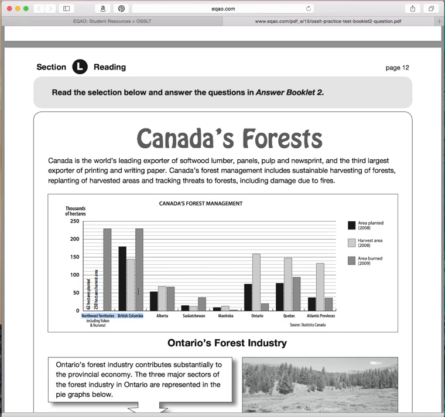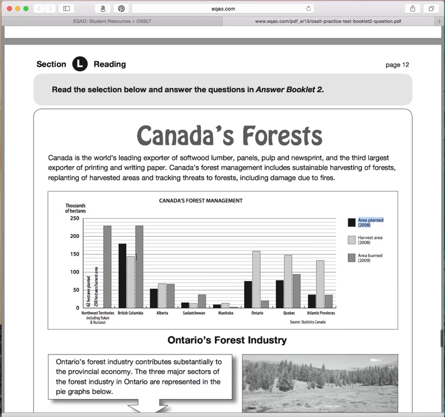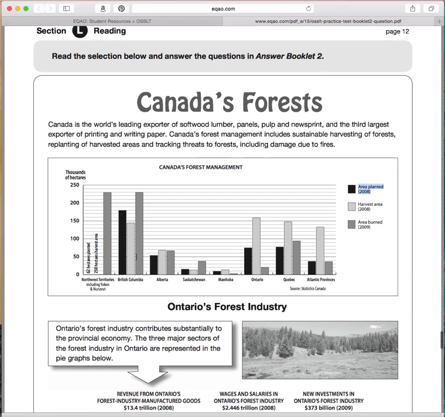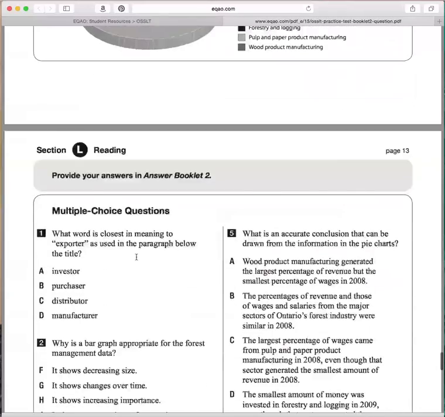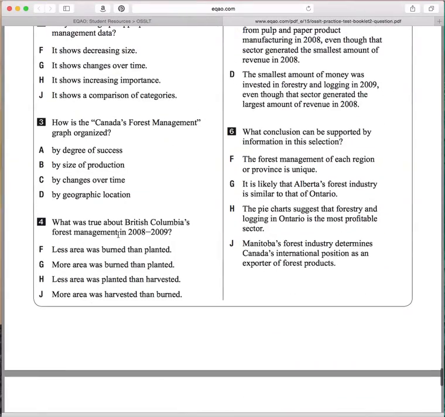We can also see that British Columbia tried to plant, or did plant, more than they harvested in 2008, which is a good thing to do. It's nice to renew that resource. So they did plant more than they harvested. However, the burning of their forest has created a large problem. Let's look at the question. So now that we've read British Columbia's information, let's see which one is true.